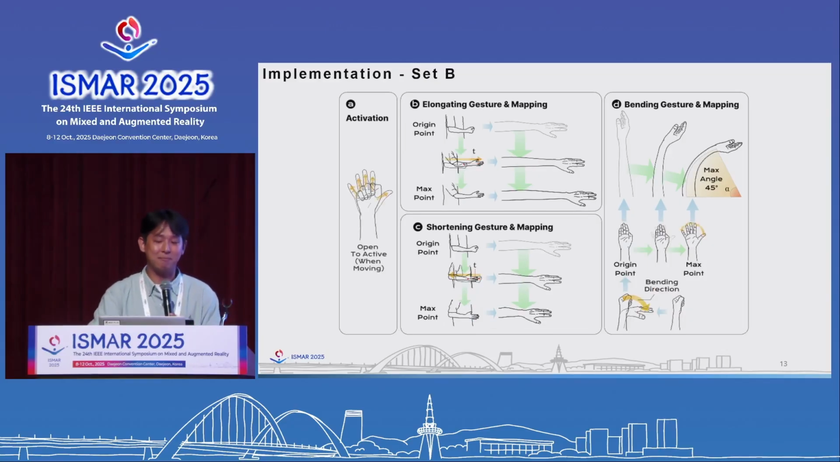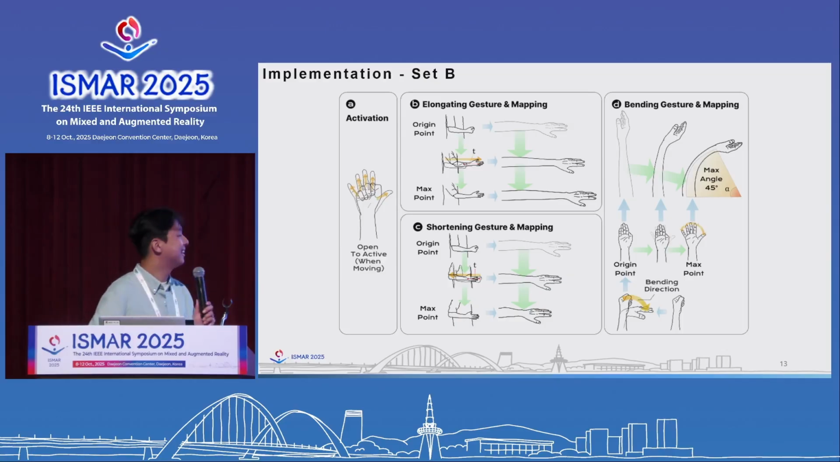Set B uses a body-related mapping. To activate, the user opens the hand and at the same time simply moves the hand toward or away from the body. Moving it away elongates the forearm, while moving it closer shortens it. For bending, the user performs a finger spread combined with wrist rotation. The rotation direction determines where the arm bends, and the amount of finger spread controls how much it bends. This design emphasizes spatial intuitiveness because the gestures are directly tied to the body's reference frame.